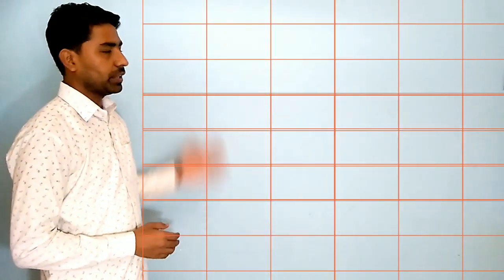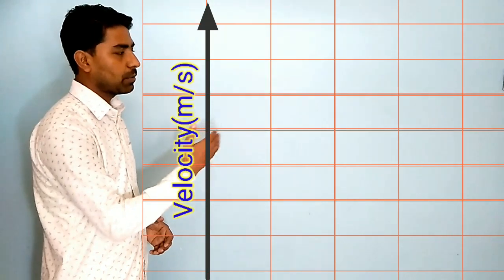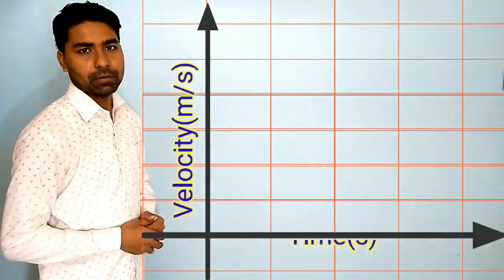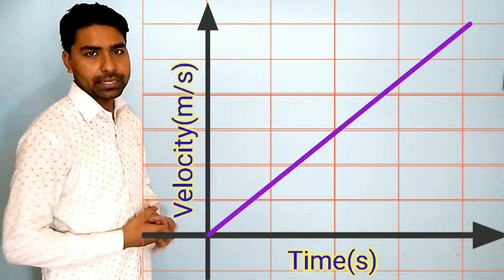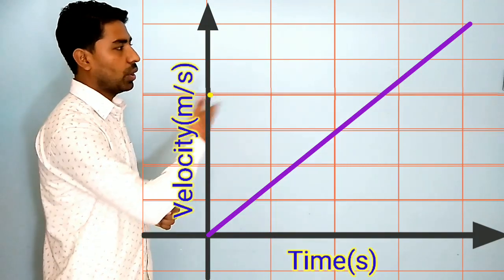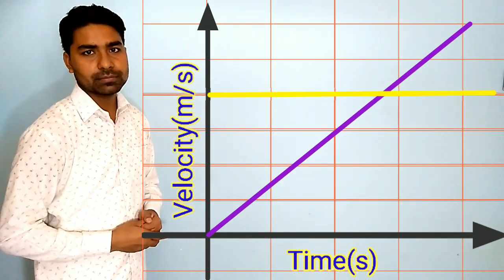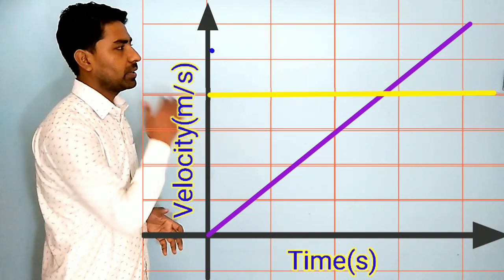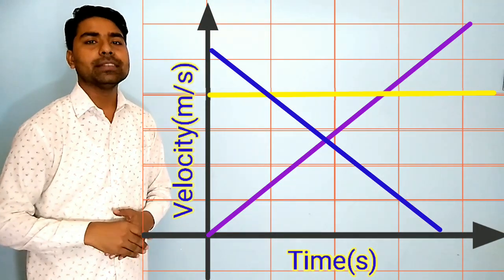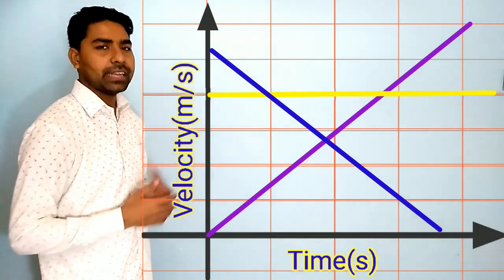The velocity time graph will look like this: velocity on the y-axis and time on the x-axis, and the graph will be first maybe a straight line, second horizontal, parallel to the time axis, and third declining toward the time axis, and next, very possibly, a curve.